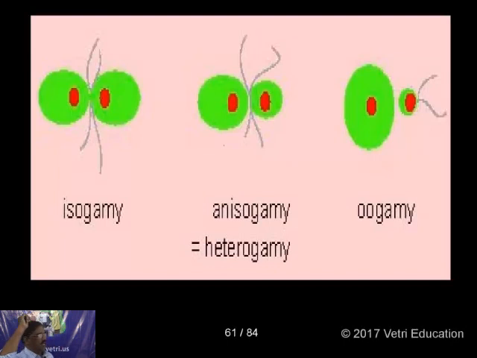So here you can see very clearly isogamy, the fusion of similar gametes of the same size. In anisogamy, one gamete is very big, another is small. Generally the bigger gamete is treated as the female gamete and the smaller gamete as the male gamete. Whereas in oogamy, the female gamete has no flagella and is stationary, while the male gamete has flagella. This type of fusion is known as oogamy.